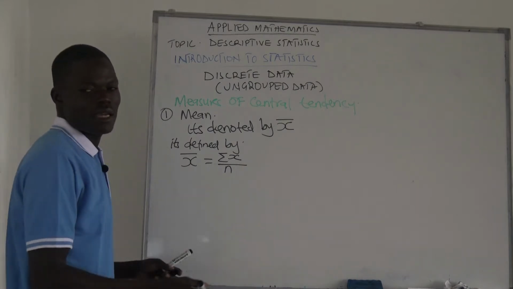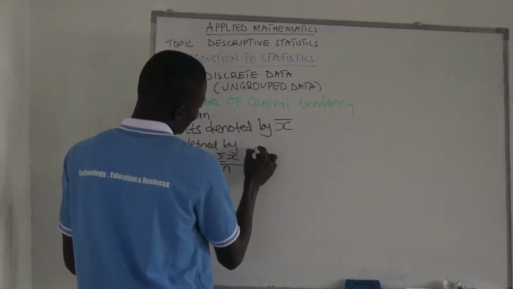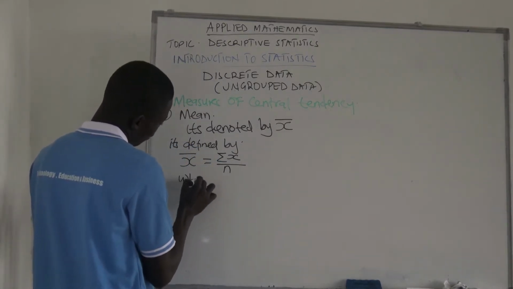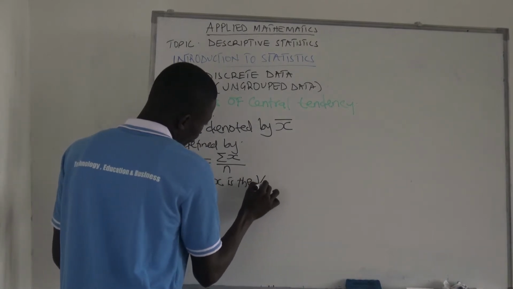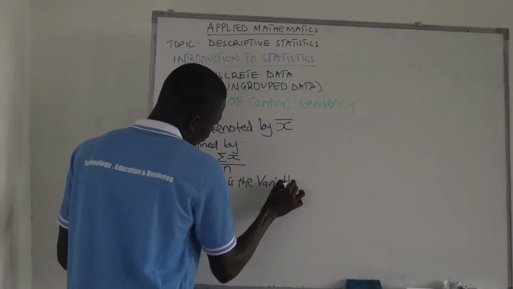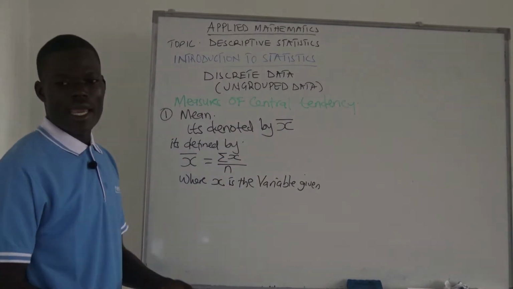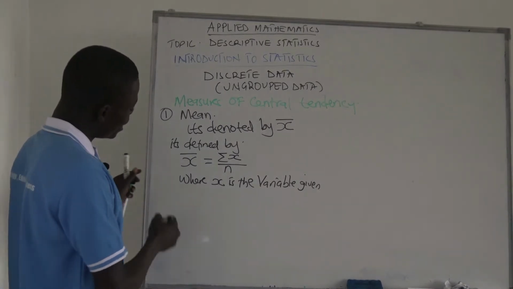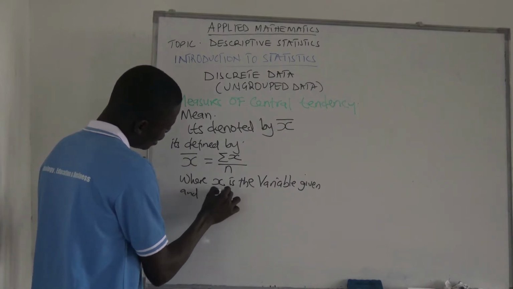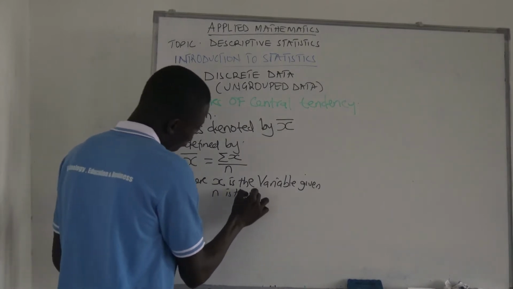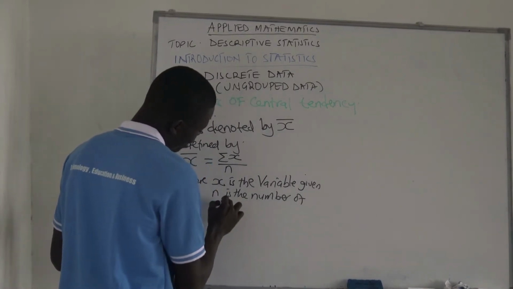Where X is the variable given, and N is the number of variables.